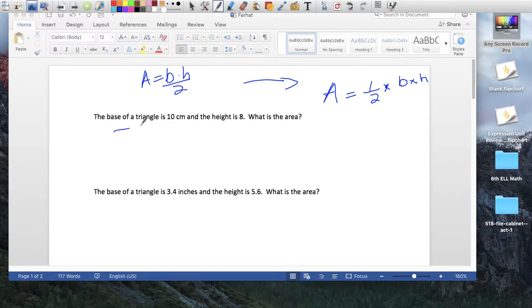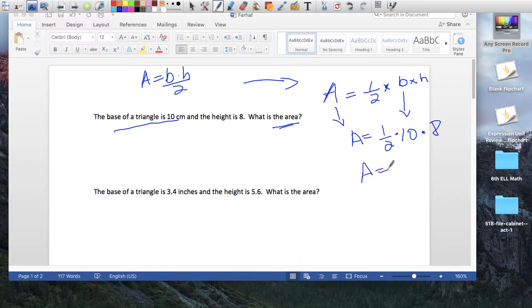Okay, base is 10, so instead of the B here, I'm going to replace it with 10. And the height is 8. I replace that. So it's asking for the area, so A is the one that I want to find. So in order to find the area, I have to multiply these three guys over here.